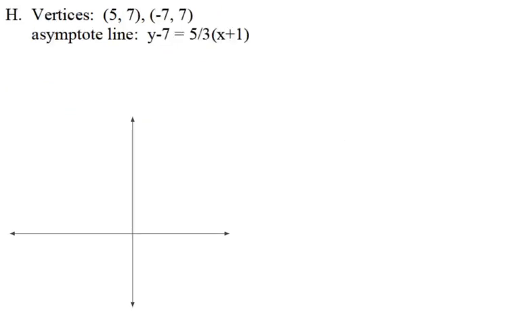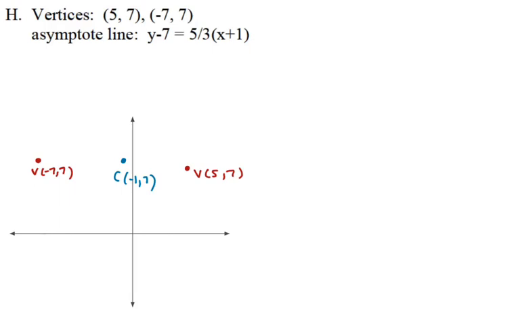Different pieces of information. So the vertices are 5, 7, and -7, 7. So 5, 7 might look something like that, and -7, 7. Okay, so find the center. The center is directly between those two points. The center is going to be -1, 7. It's the point right in the middle.